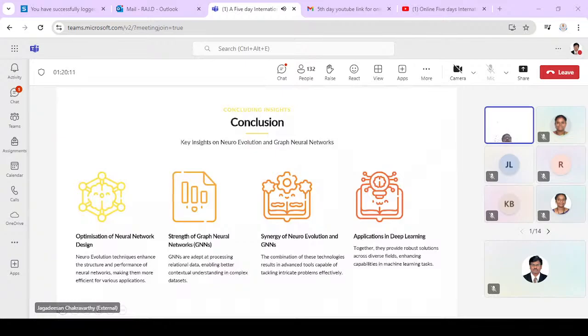The strength of graph neural networks: they are adept at processing relational data, enabling better conceptual understanding in complex data sets. The strength of the graph neural system should be like that. Combination of these two techniques results in an advanced tool capable of tackling intricate problems effectively. Applications in deep learning: together, they provide robust solutions across diverse fields, enhancing capability in machine learning tasks. So this is the conclusion.